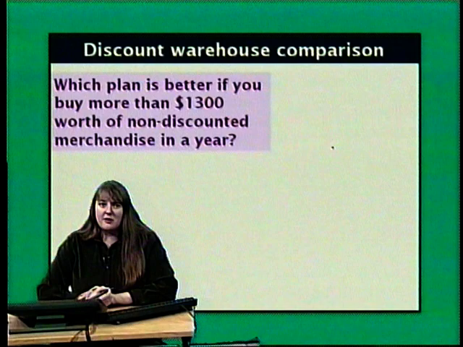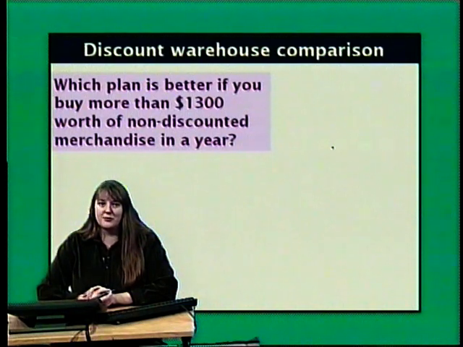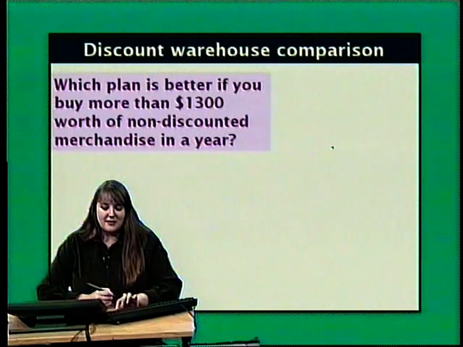Well, which plan is better if you buy more than $1,300 worth of non-discounted merchandise in a year? Well, it makes sense that the plan that's giving the bigger discount, Plan A, which gave the 30% discount, would be the better deal as soon as we get past our break-even point, which we found to be when the total amount of non-discounted merchandise was $1,300. Just to verify this, let's look at a graph.